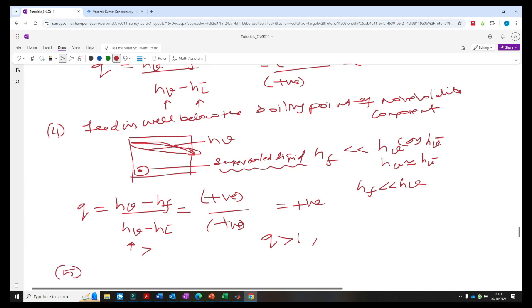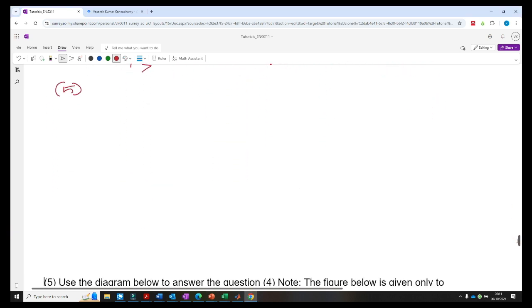Let me check the question. Okay, one more condition that we have. The last question is, if the feed is a two-phase stream, so partly liquid, partly vapor.